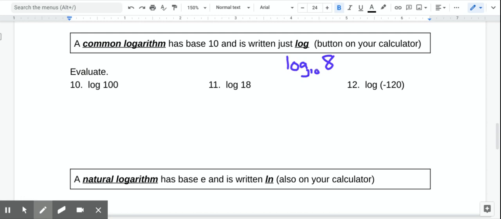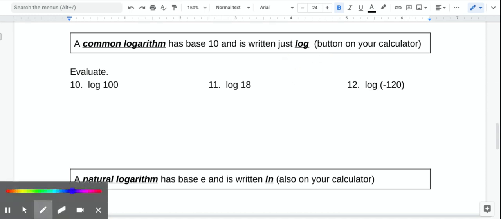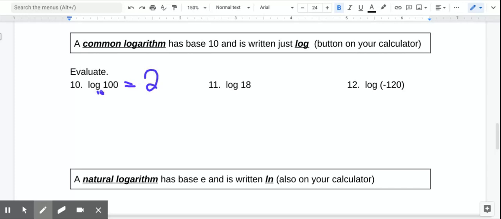Now, your calculator has a log button. It's base 10, okay? So on your calculator, I actually want you to get your calculator out and press log 100. And your calculator should tell you 2. And that's correct because remember, this is base 10. 10 squared equals 100. That actually works.